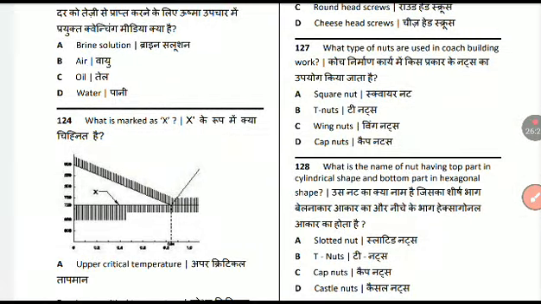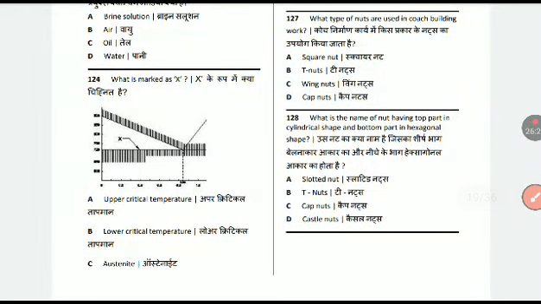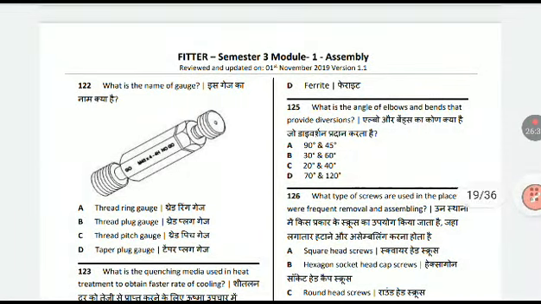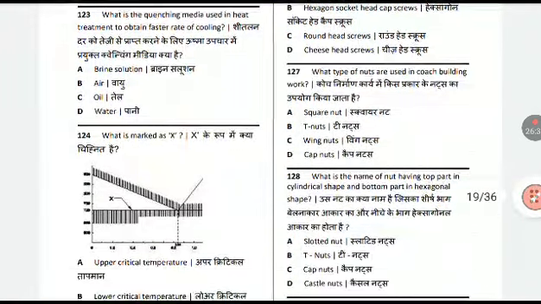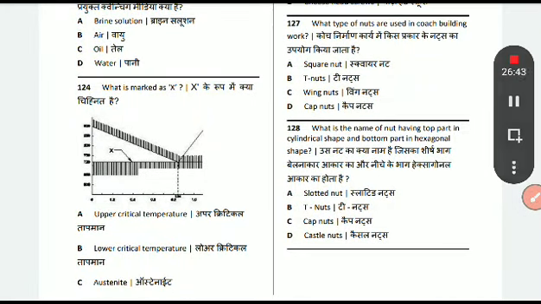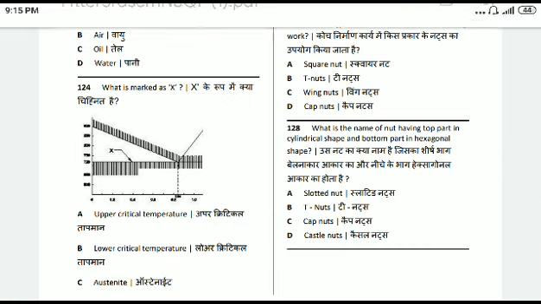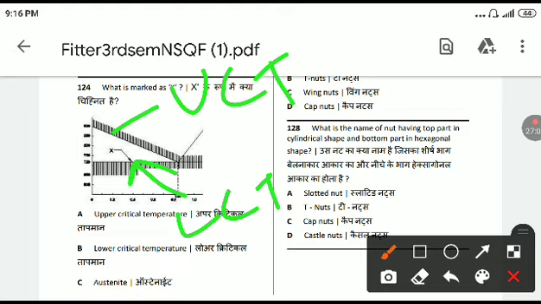What is marked as X? Upper critical temperature, lower critical temperature, austenite, ferrite. Lower critical temperature, LCT. It is UCT, upper critical temperature. Option B.